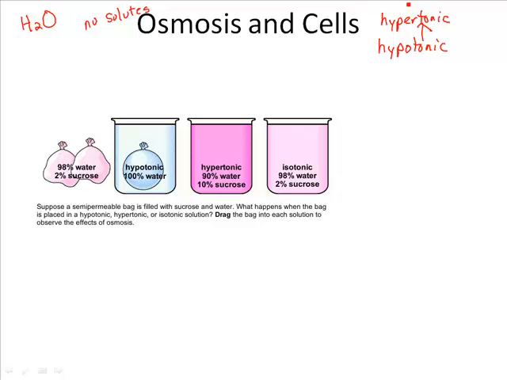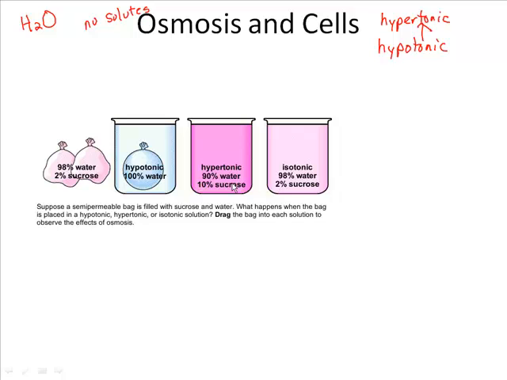Now let's look at the second scenario. In the second scenario, we've changed the environment. Now we have a hypertonic scenario in which there's 10% sucrose. Now the first question I'm going to ask you is this. What has more free water? The artificial cell or this hypertonic solution? That's right. The cell has more free water. There's only 2% sucrose. That means that the rest of the water is going to be free in solution.